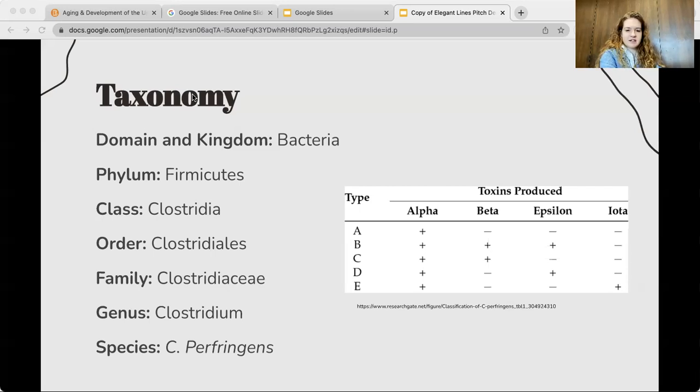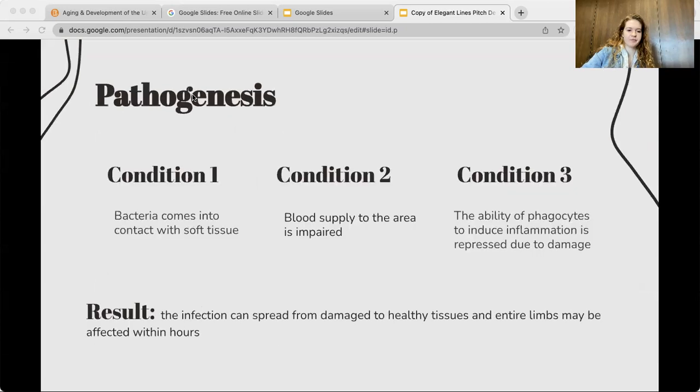And then the species, Clostridium perfringens, this bacteria is classified into different strains based on the toxins that the strains produce. So there's 5 different strains, and the picture shows exactly which toxins each produces. Type A strains are the type that cause gas gangrene, and they can also cause food poisoning. And then type C strains can cause necrotizing enteritis, which involves swelling and death of GI tissue.